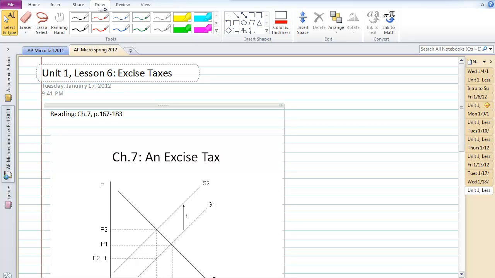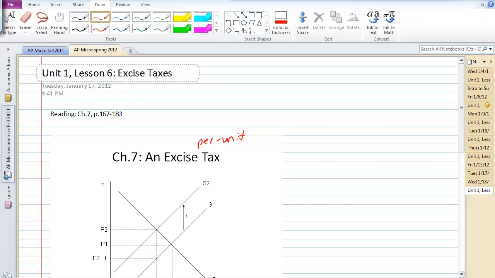Pretty much all the concepts that we've done for this semester so far are going to be put together into this analysis. So it's a good one to sum up to. So first, let's talk about what an excise tax is. An excise tax is also known as a per unit tax, meaning it's a certain amount of tax per unit of the goods sold.